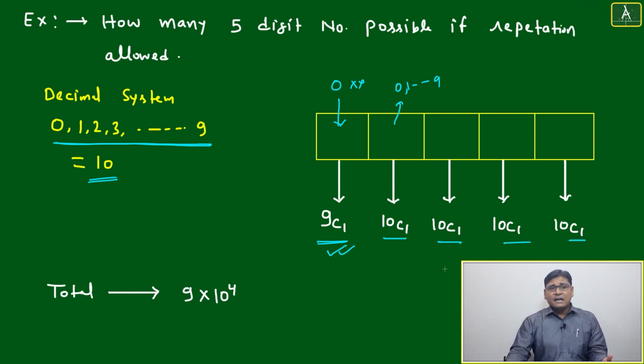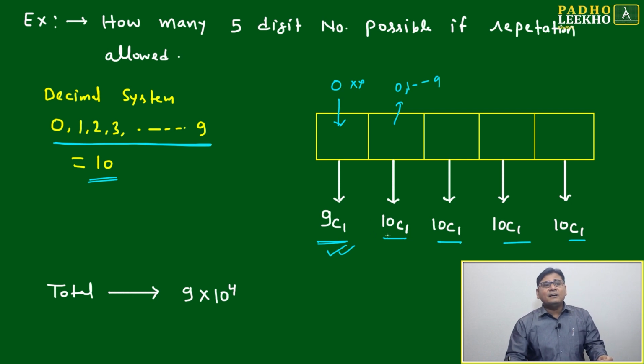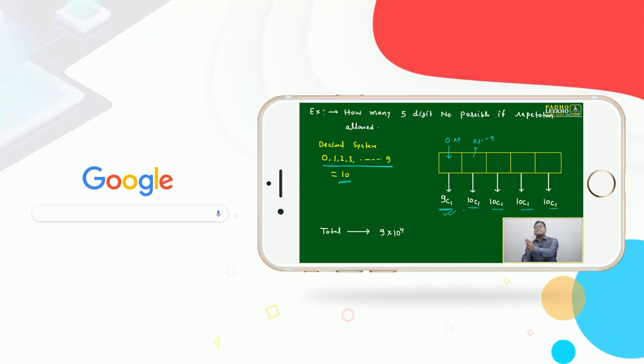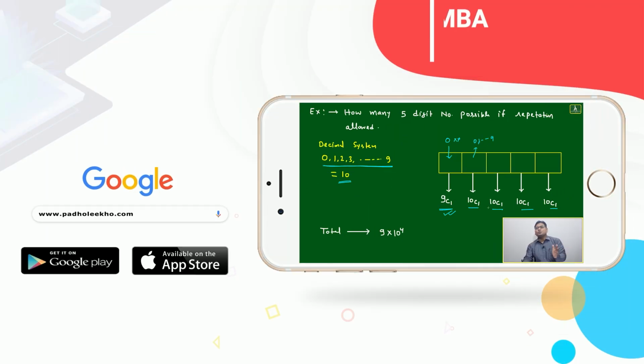This is the difference. If repetition is not allowed, then what will happen here? 9C1 here, again here 9C1. Then whatever number is selected, the options keep decreasing by 1, or you can say it becomes a consecutive selection. But here it will always be a total selection. 9C1 into 10C1, 10C1, 10C1, 10C1. It will become 9 into 10.